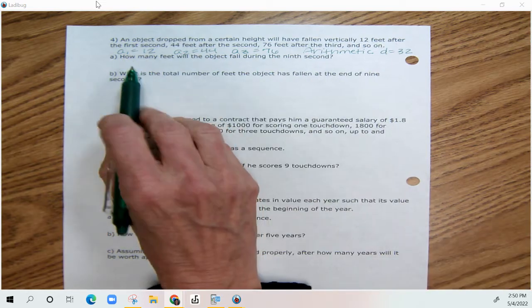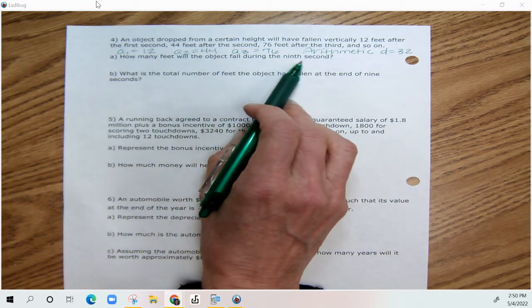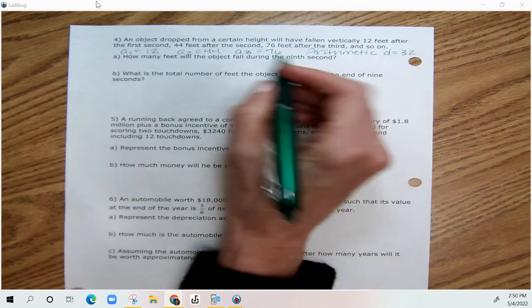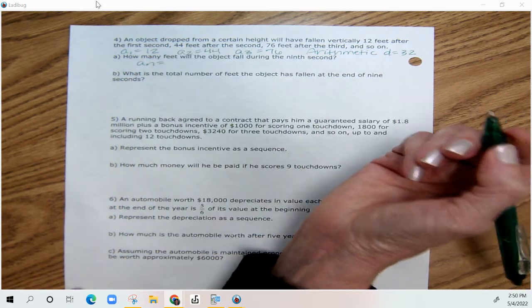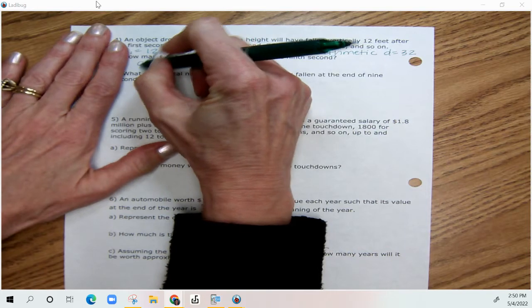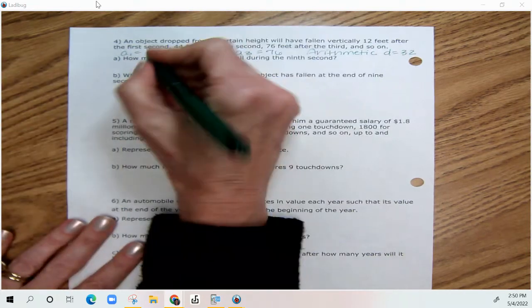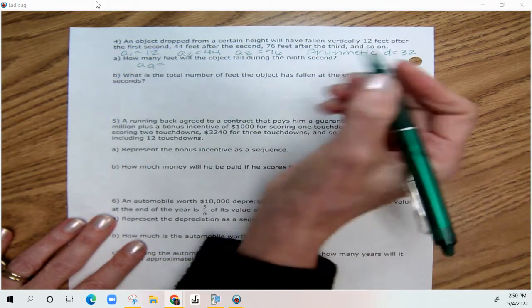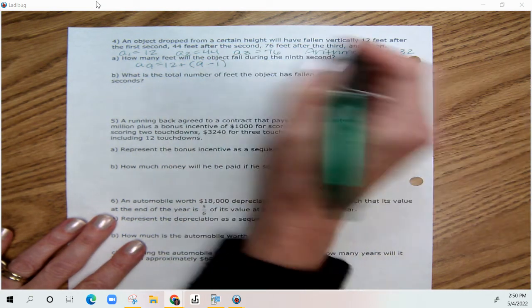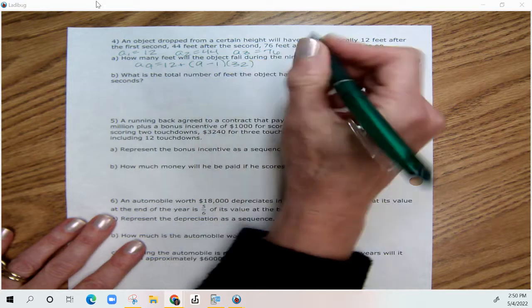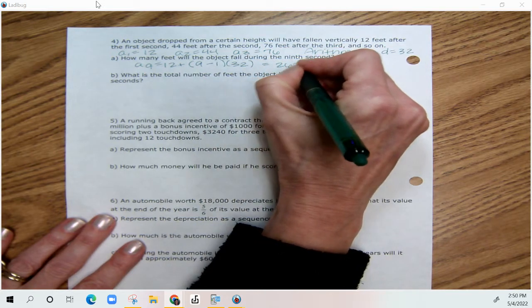So then it says, how many feet will the object fall during the 9th second? So just during the 9th second would indicate that it is just a sequence problem. Instead of A sub n, since I know specifically it's the 9th second, the A sub 1 was 12, n is 9, the common difference was 32, and so I would get 268 feet.